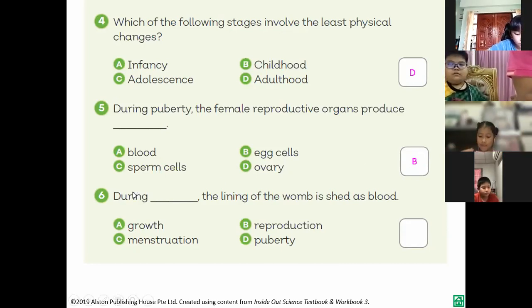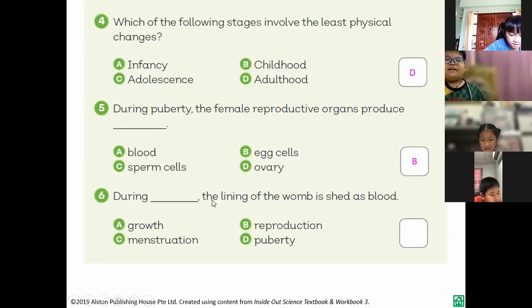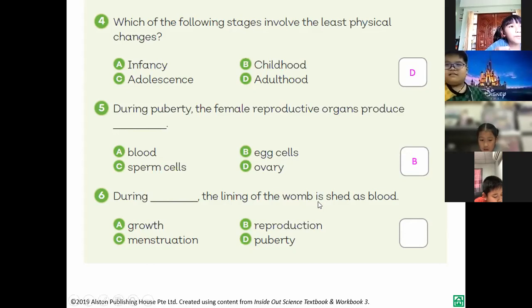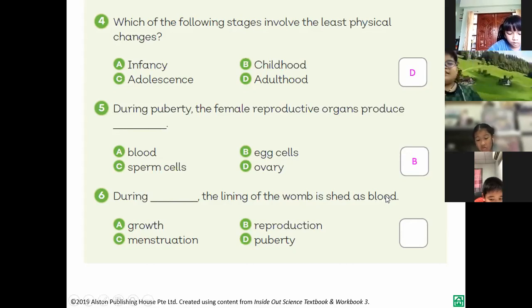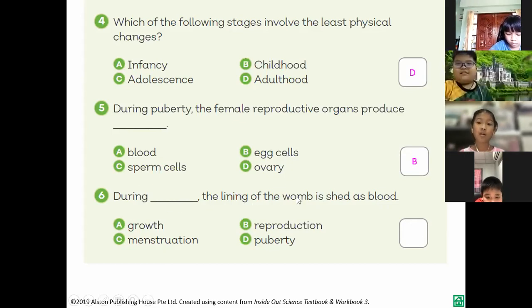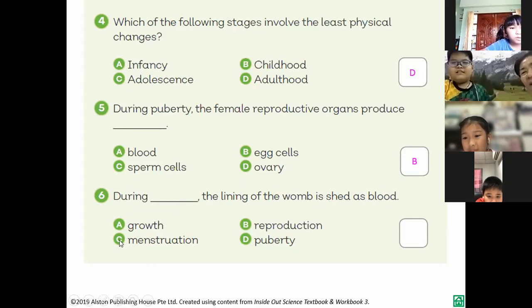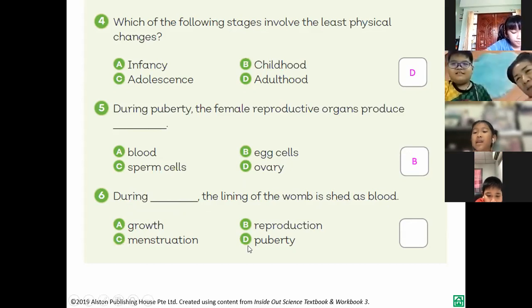Thought, number 6. Can you try to read number 6? The lining of the womb is shed as blood. Okay, I'm gonna read one more time. During blank, the lining of the womb is shed as blood. Okay, what do you think is the answer? A, growth, B, reproduction, C, menstruation, or D, puberty?